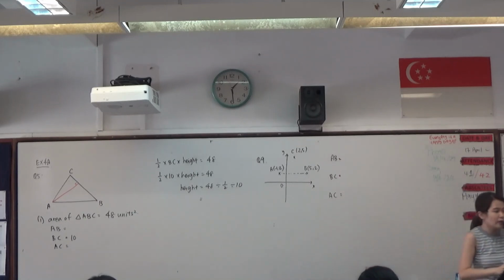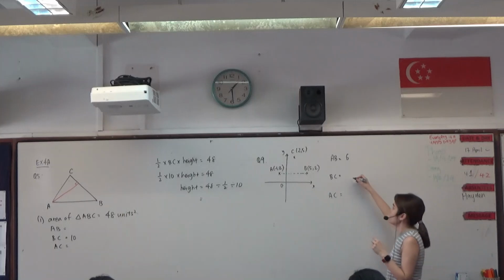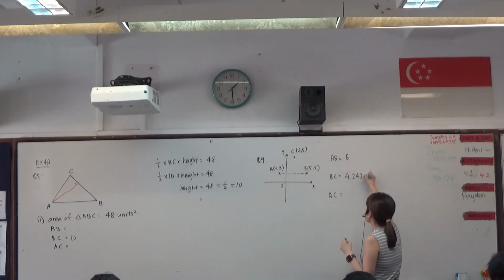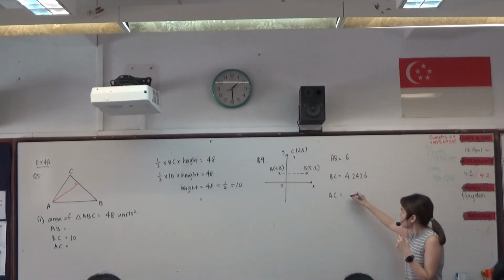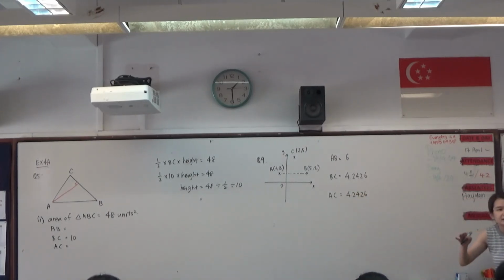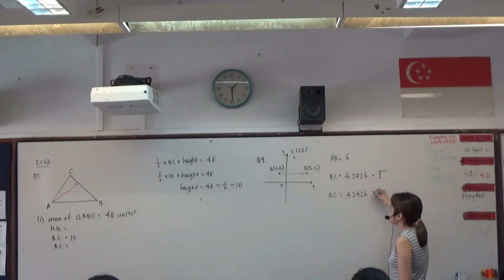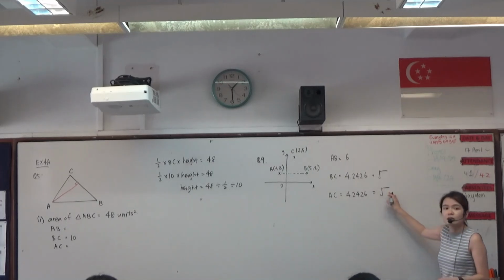Can someone tell me the length of AB? Anyone manage to find? 6. And then BC is 4.2426. And AC is 4.2426. Either you leave it truncated to 4 significant figures, or in fact the best is to leave it exact, so your square root, your surd. If I were to leave it exact, what is that value? 18.